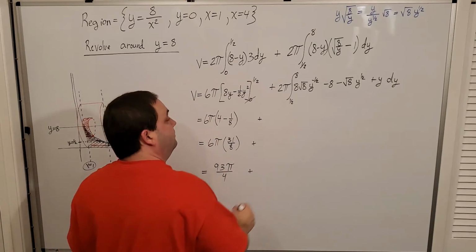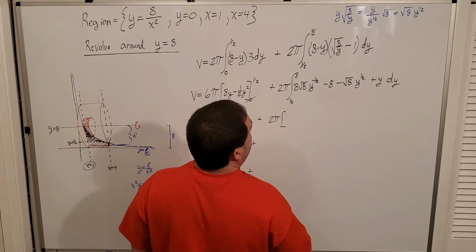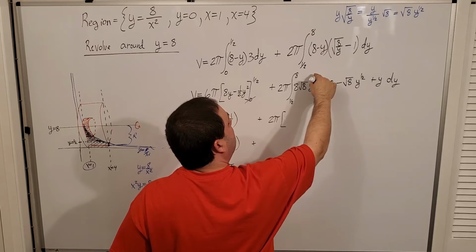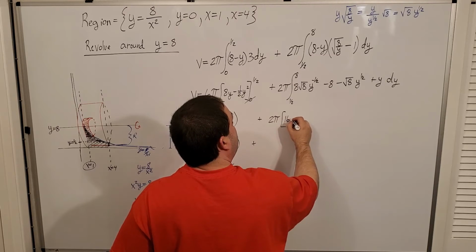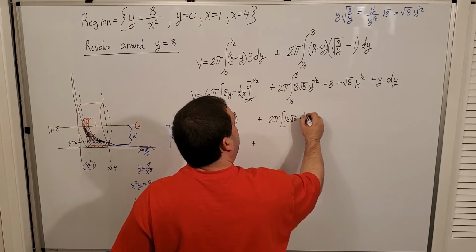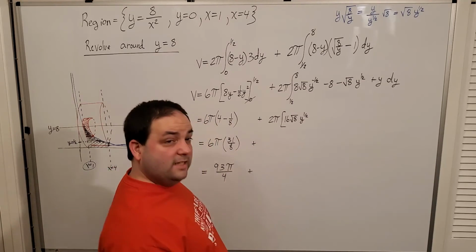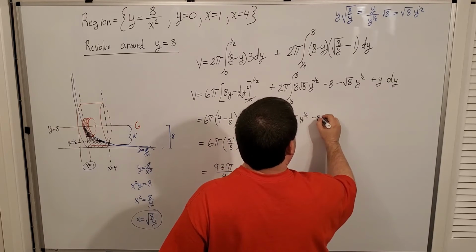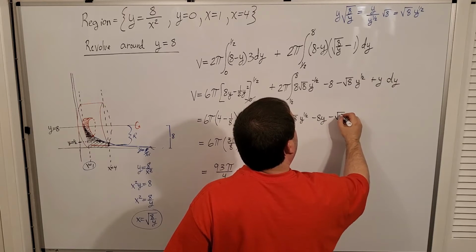Okie dokie. 2 pi times the antiderivative. This is going to give me y to the 1/2, and when I divide by 1/2, it's going to be times 2. So that's 16 square root of 8 y to the 1/2. That's always yummy, isn't it? Minus 8y, minus square root of 8.